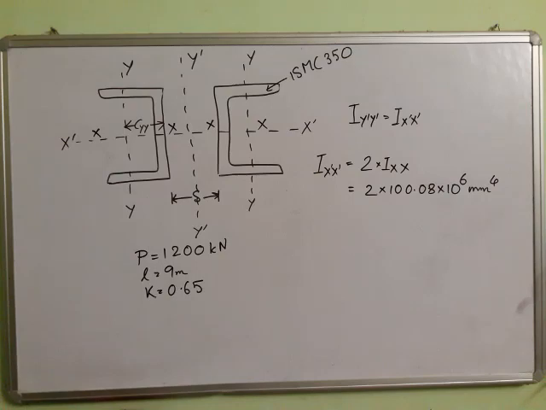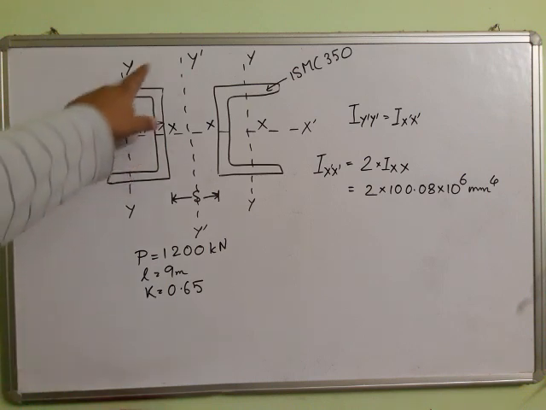So for that we will calculate the value of Ix'x' at first, and then we will calculate Iy'y', and then we will equate them. Okay, so Ix'x' we can see here. How will we find it?